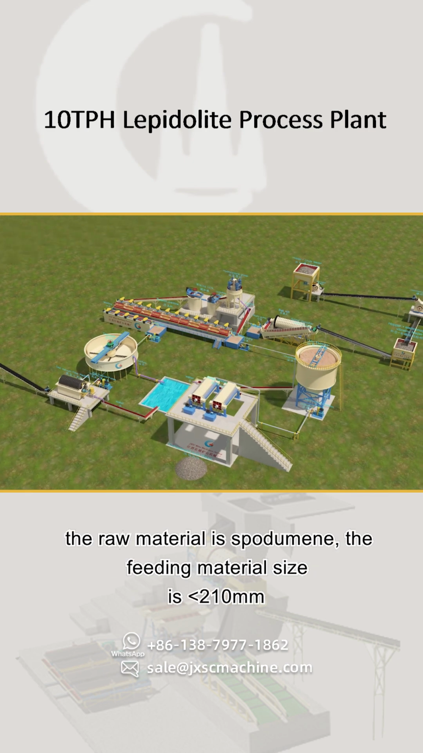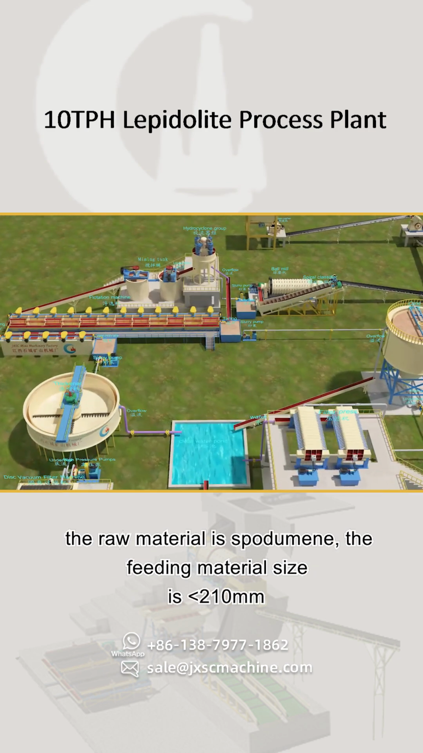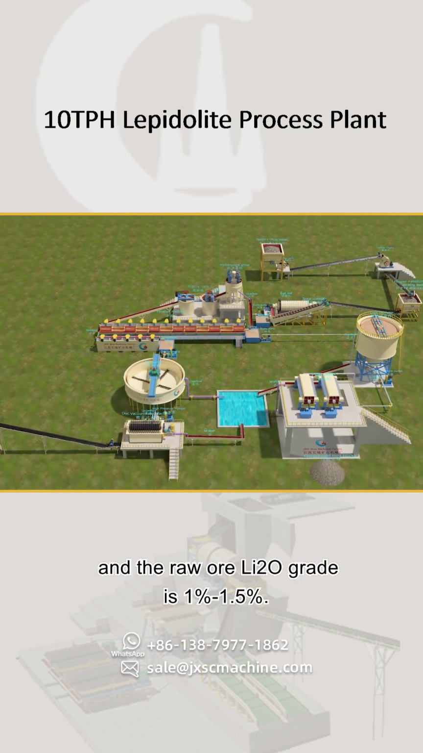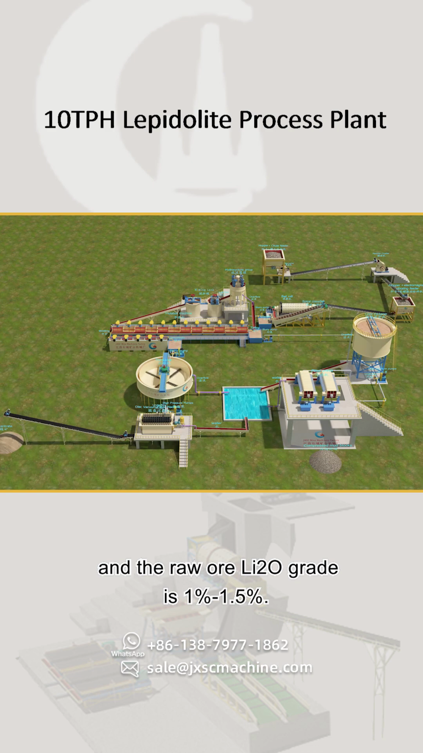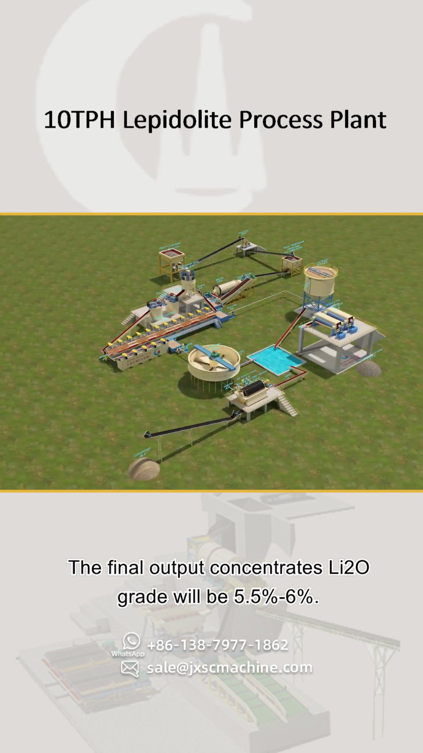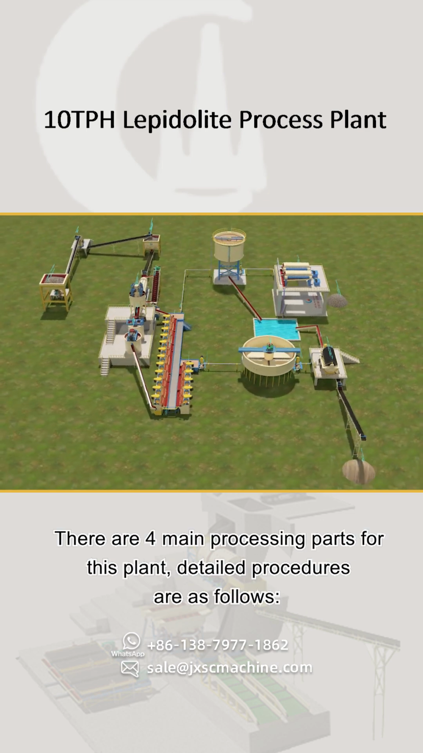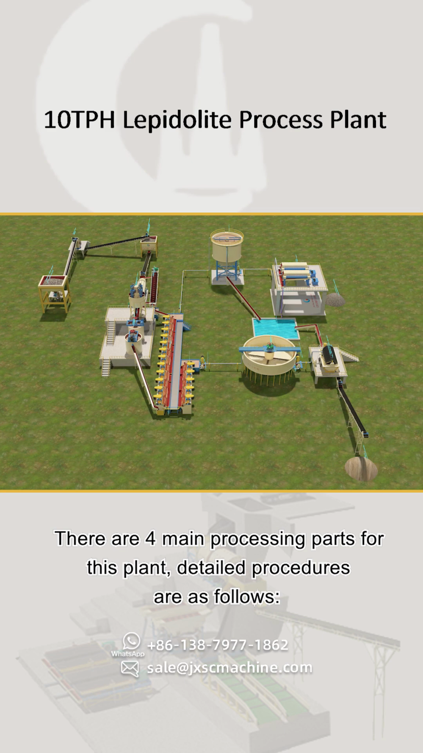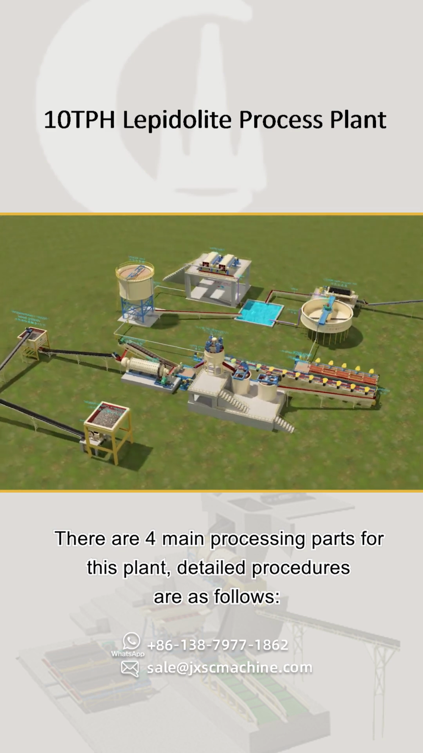The raw material is spodumene, the feeding material size is less than 210 mm and the raw ore Li2O grade is 1% to 1.5%. The final output concentrates Li2O grade will be 5.5% to 6%. There are 4 main processing parts for this plant. Detailed procedures are as follows.